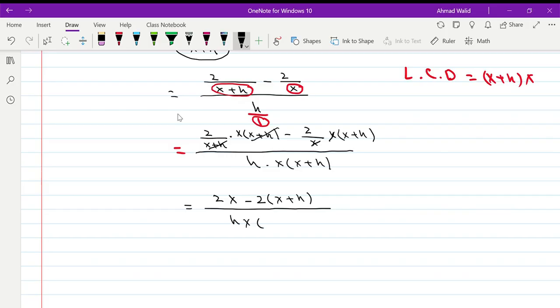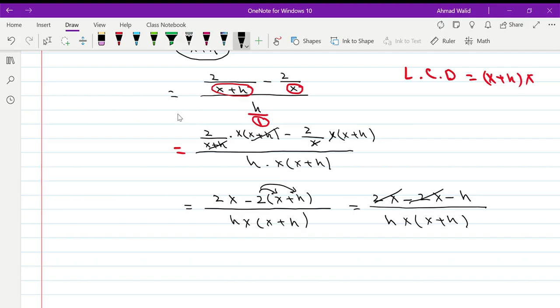h x times x plus h. Correct? Distribute the negative 2. Here, it gives you 2x minus 2x minus h over h x times x plus h. Positive 2x, negative 2x cancels out. Then you end up with negative h over h x times x plus h.